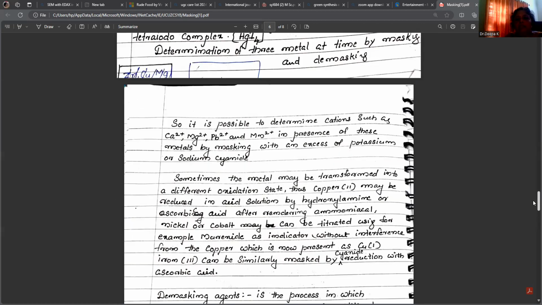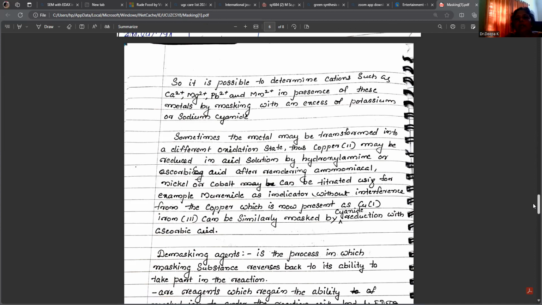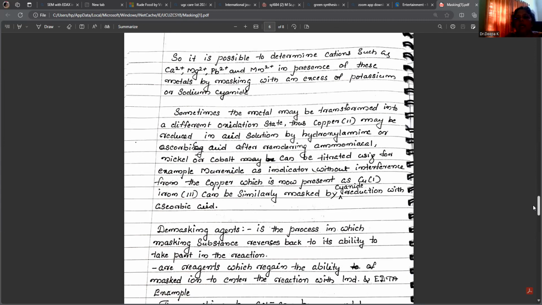So it is possible to determine cations such as calcium, magnesium, lead, and manganese in presence of other metals with excess potassium or sodium cyanide. Sometimes the metal may be transformed into a different oxidation state. The copper too may be reduced in acid solution.